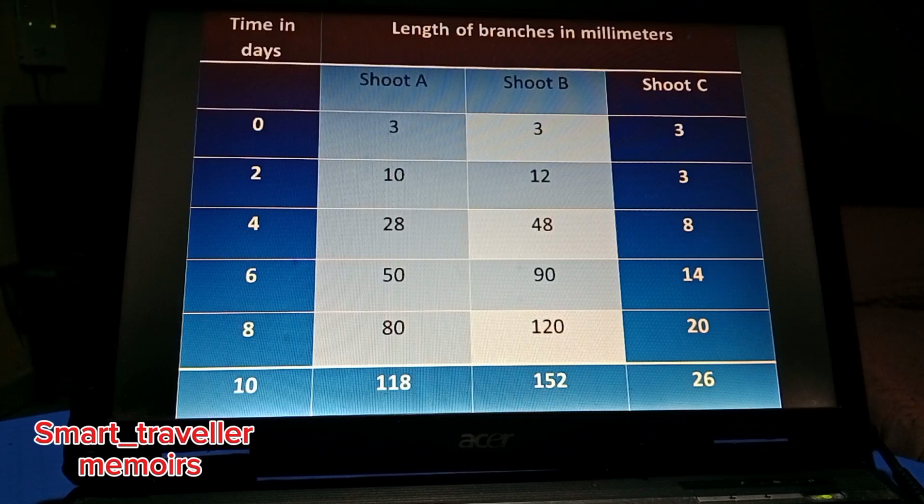Day 4, shoot A was 28, B was 48, and C was 8. Day 6, shoot A 50, B 90, and shoot C length was 14. Day 8, 80 for shoot A, 120 millimeters for shoot B, 20 millimeters for shoot C. So when you add the totals, we have 10 days. The total length of the branches in shoot A was 118, shoot B 152 millimeters, and shoot C 26 millimeters.